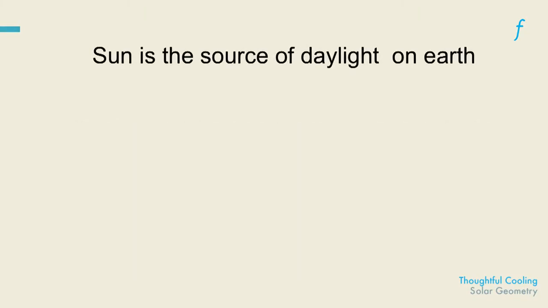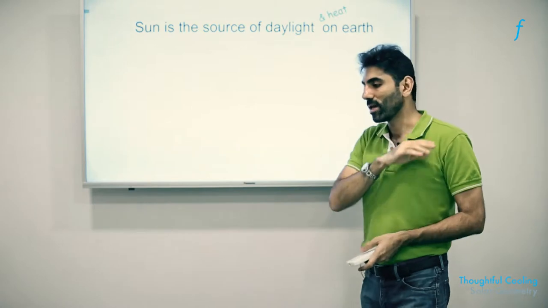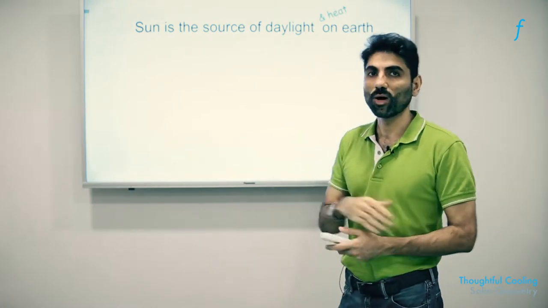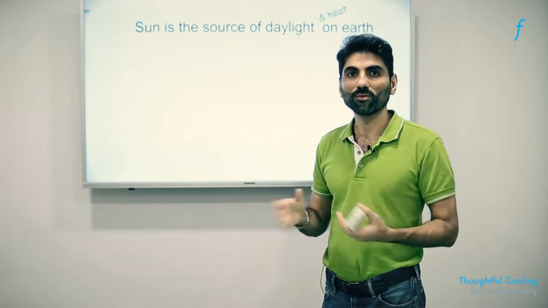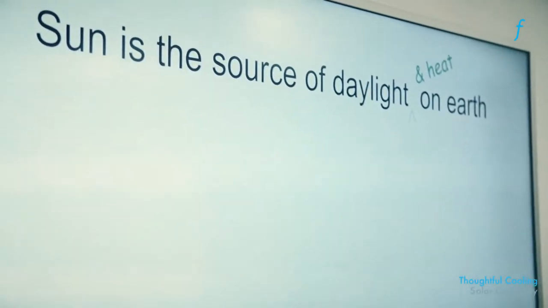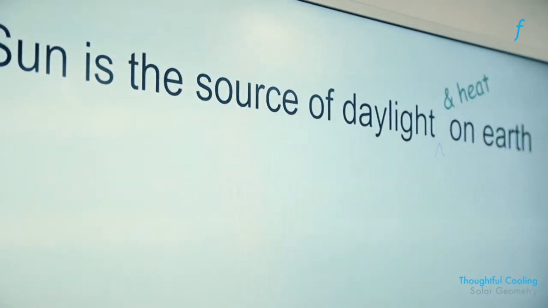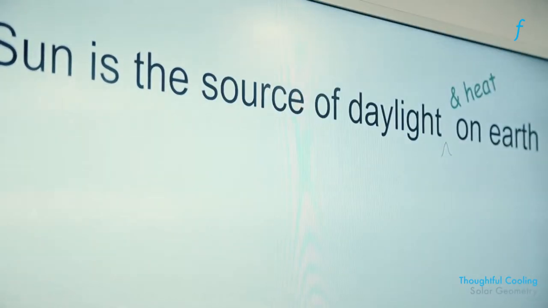All right, so of course, the reason why it's important is the sun is the source of daylight on Earth, for sure. But the duality is that it's also the source of heat. And this interplay of light and heat is a cross-cutting theme throughout all of thoughtful design or passive design. And balancing these two competing needs is a very fine art, which we will try and learn over this training session.